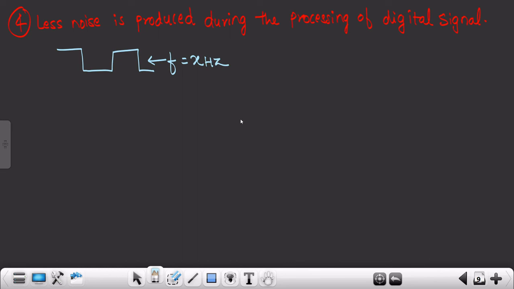But in case of analog signal, see over here the analog signal can be in this way, right? So as you can see, it has maximum frequency at certain points, and at certain points it was having minimum frequency. So basically it is a mixture of x plus y plus z, or any combination of frequencies.